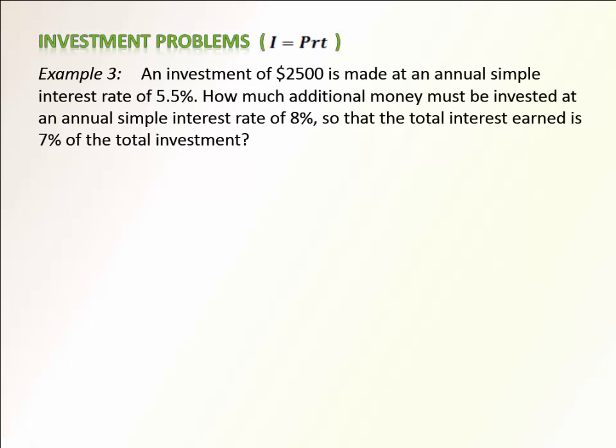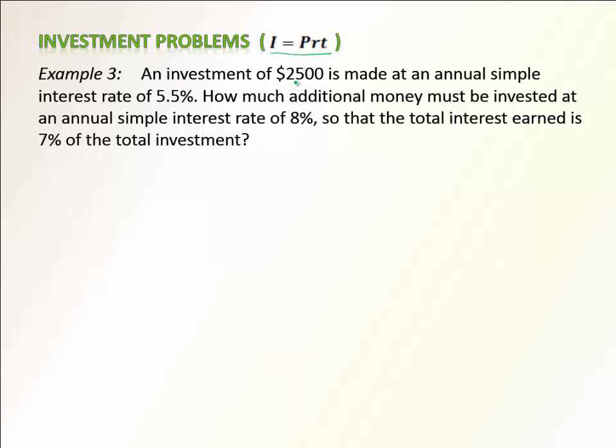The following example refers to investment problems. When we deal with investment problems, it's a good idea to keep in mind the formula. Interest is principal times rate times time, PRT. Let's read the question. An investment of $2,500 is made at an annual simple interest rate of 5.5%. How much additional money must be invested at the annual simple interest rate of 8% so that the total interest earned is 7% of the total investment?